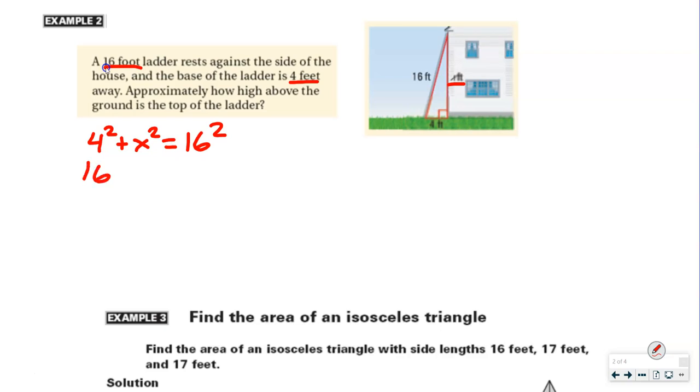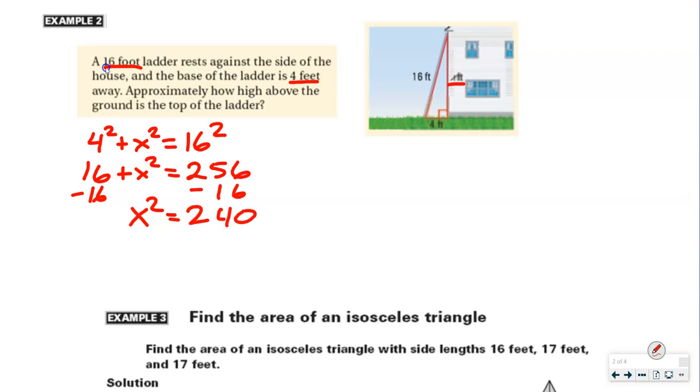4 squared is 16, x squared stays the same, and 16 squared is 256. We can subtract 16 from both sides, which gives me x squared equals 240. Then we need to square root both sides. Square root of 240.